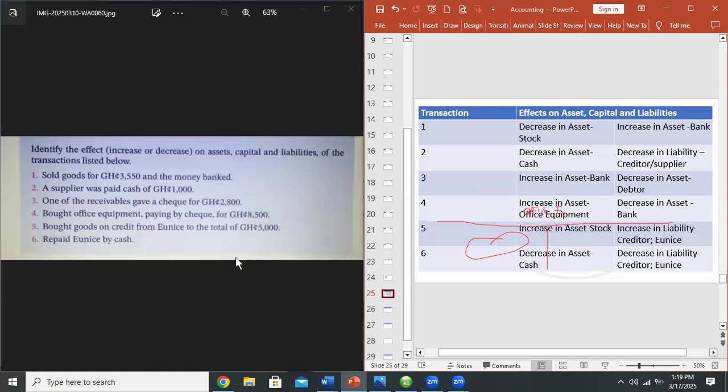And I want to test my professors' understanding here. So dear professors, you all appreciate that the first transaction was sold goods and the money banked. We also saw that there was a decrease in asset stock and an increase in asset bank. Now my question is, based on what we've discussed, that when assets increase, you debit, when they decrease, you credit, what would we have done in transaction 1? Which account would we debit and which account would we credit?